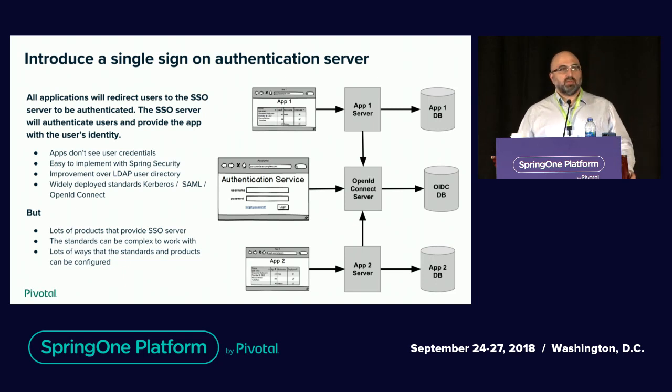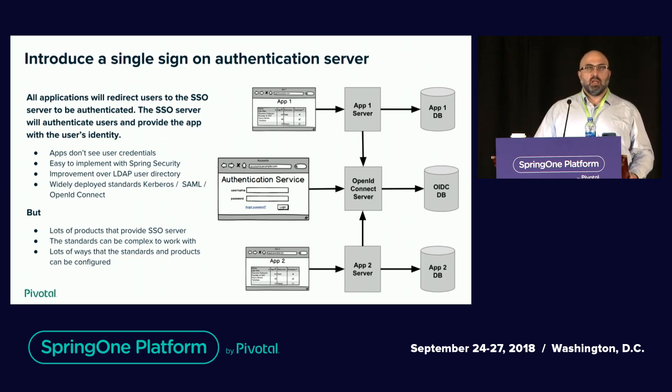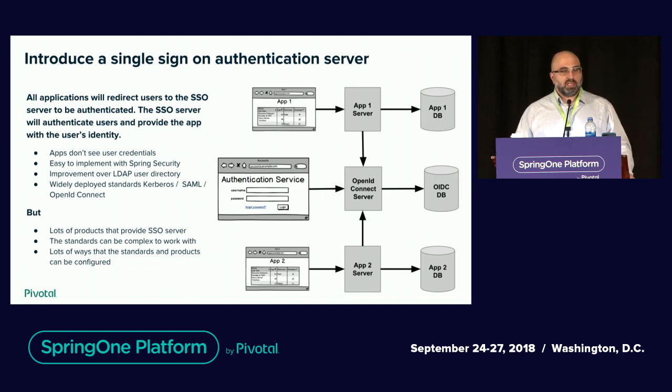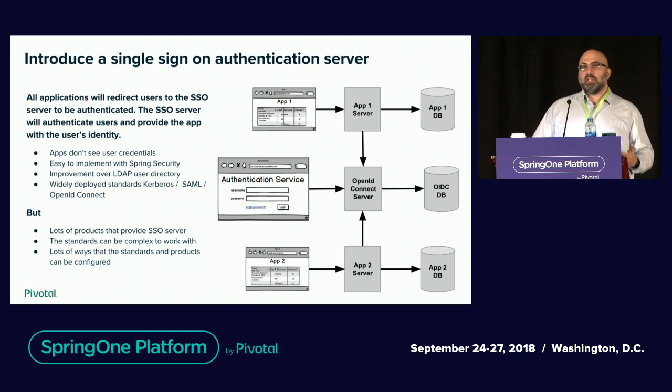So this is great because the apps don't see credentials. It's very easy to implement with Spring Security. You really have 0 lines of code to do. You just have to put in some configuration and you're done. And it is a big improvement over just doing LDAP. And it is very, very widely deployed. There are actually multiple generations of SSO out there. Some are based on Kerberos, some are based on SAML, and some are based on OpenID Connect. So I'm going to focus more on OpenID Connect today because that's more the cloud-native way to do things as opposed to the older standards.